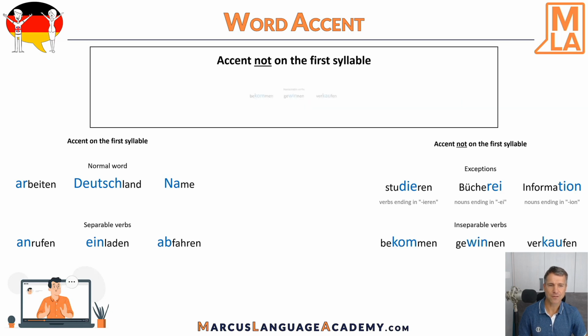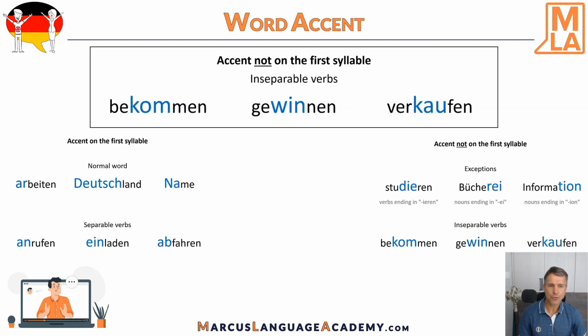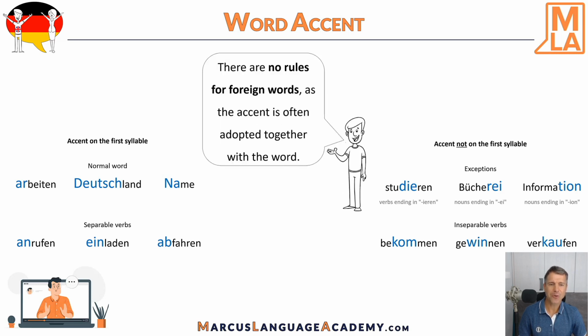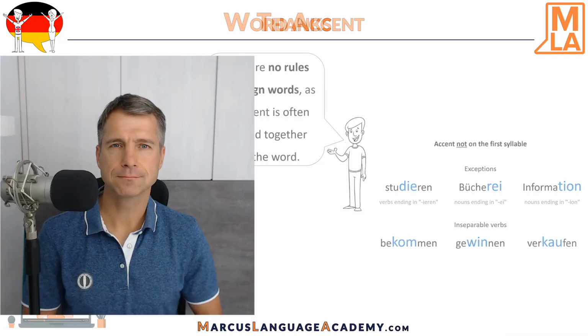Information. And in the group of inseparable verbs, the second syllable is stressed, as in bekommen, gewinnen, verkaufen. And always remember, there are no rules for foreign words, as the accent is often adopted together with the word.